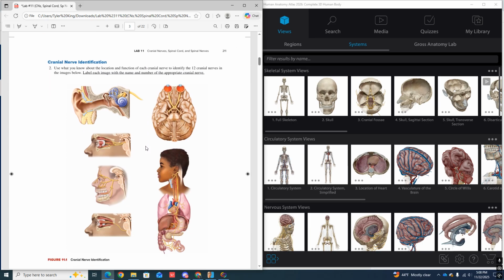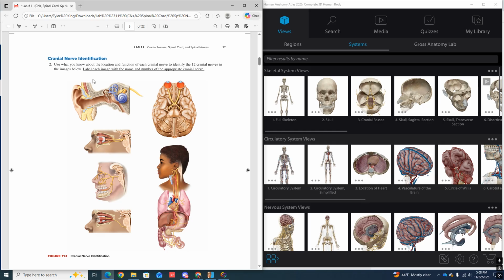But what I will do, come down here, help with labeling the cranial nerves, okay? Help with labeling these guys. So what I'm not going to do is, actually, now I'll write it out. That's fine. I'll write it out. So what I'm going to do here is write out the cranial nerves.